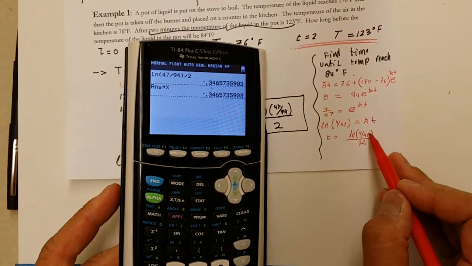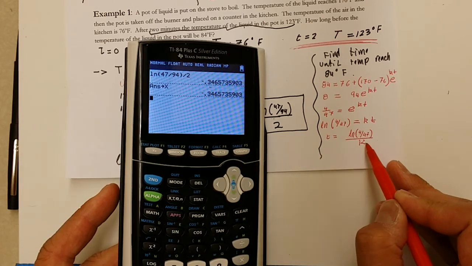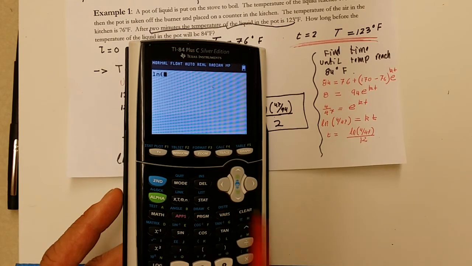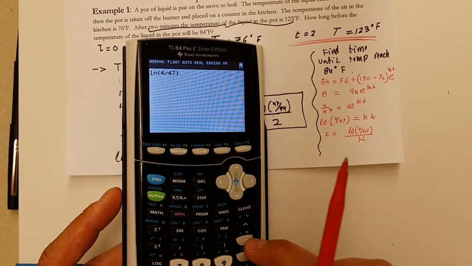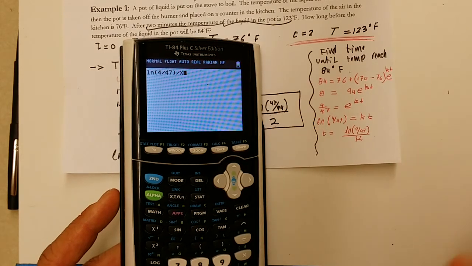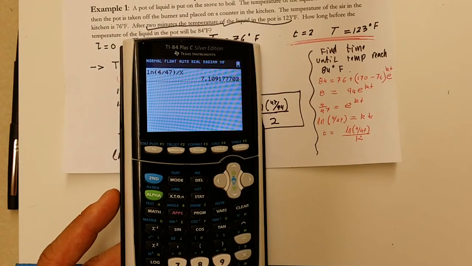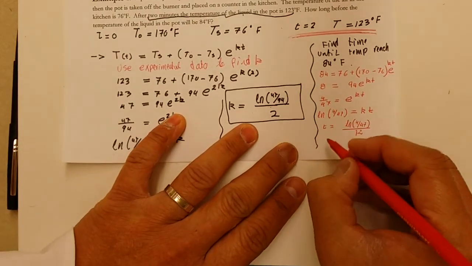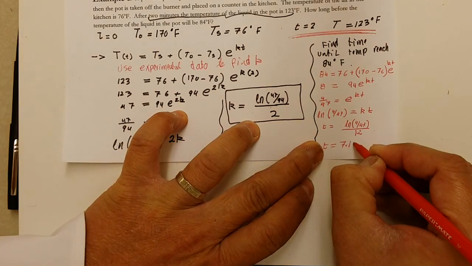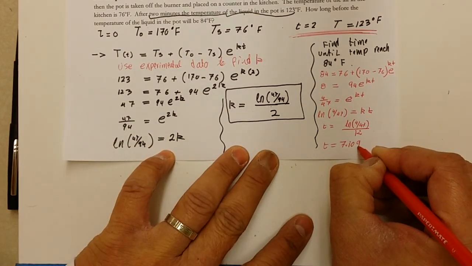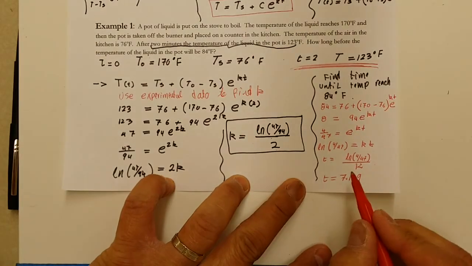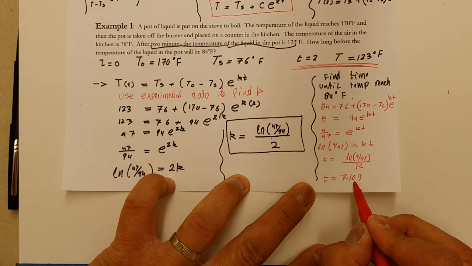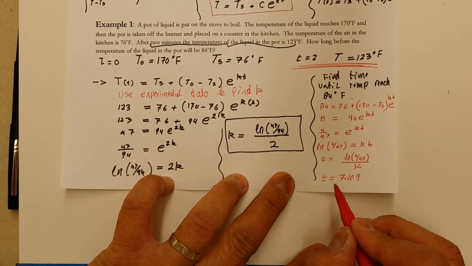To find time, I'm just going to take this divided by k, but remember the k value is stored as the letter x. ln of 4 divided by 47, divided by k, which is stored as the letter x. And this tells us it is 7.109. So t equals 7.109. In other words, about 7.109 minutes later, the temperature will go down to 84 degrees.